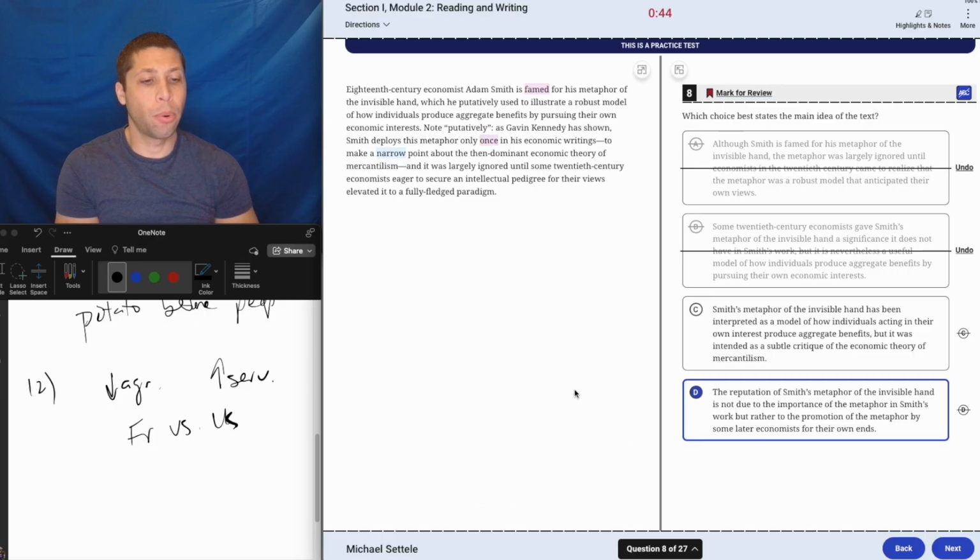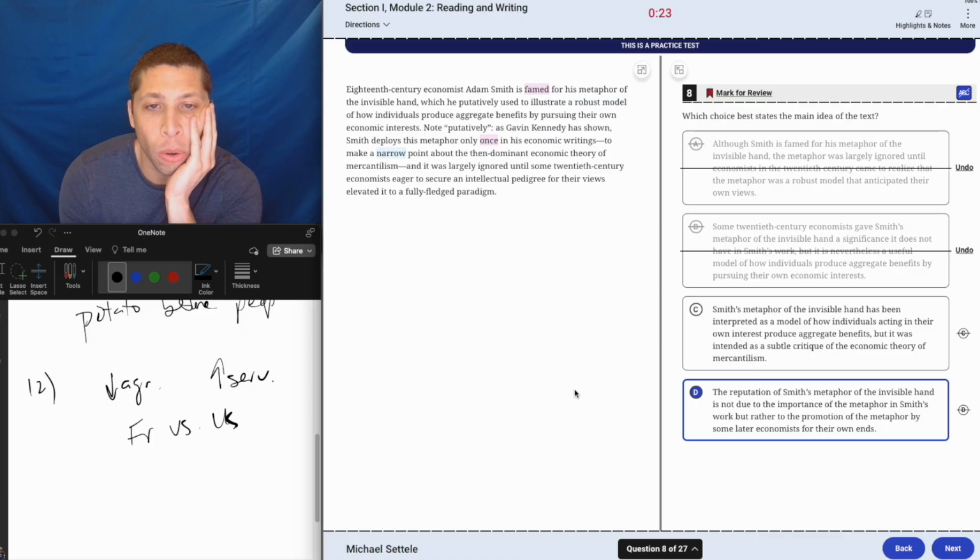Is not due to the importance of the metaphor in Smith's work, but rather to the promotion of the metaphor. Yeah, for their own ends. It's the end part of that choice that really does it for me, because that's what the end of this passage is saying. The first part is not due to the importance of the metaphor in Smith's work, because they're saying that he's doing it only once and it's narrow. So they're saying it's not important in his own work.